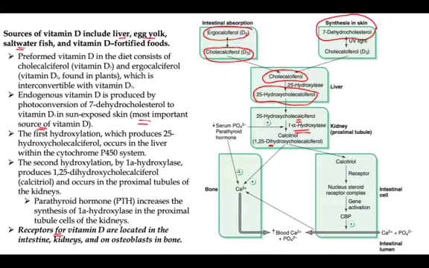But what you need to know is that the receptors for vitamin D are located in the intestine, the kidney, and most importantly on the osteoblasts in the bone. That is the reason vitamin D is important for mineralization of bone. And in children who suffer from a deficiency of vitamin D, it leads to reduced bone density, a condition that is termed rickets.